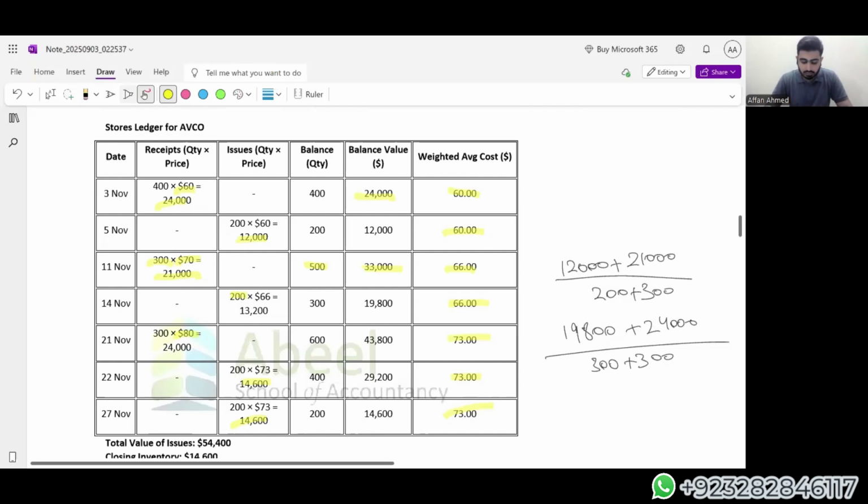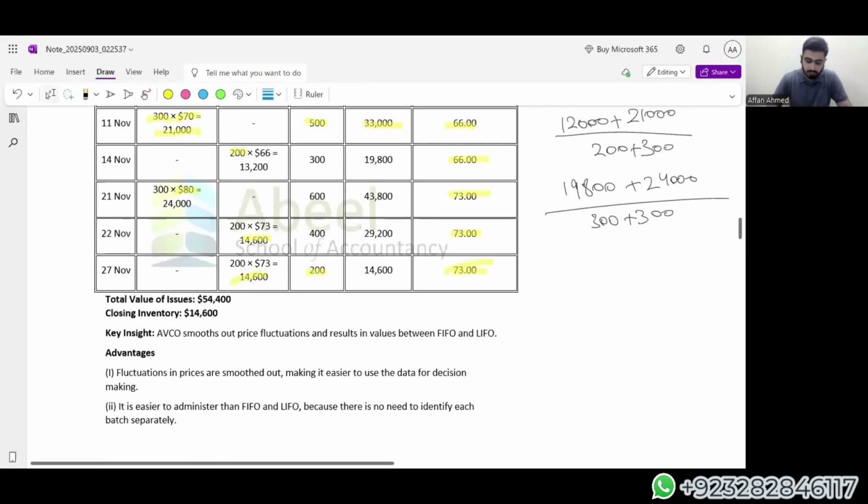If you want to calculate the values of issues, you can add all the issued column values, total values, and you will get your answer. And the closing inventory, we have 73 per unit, and 200 units are present. So 14,600 is the closing inventory as follows.